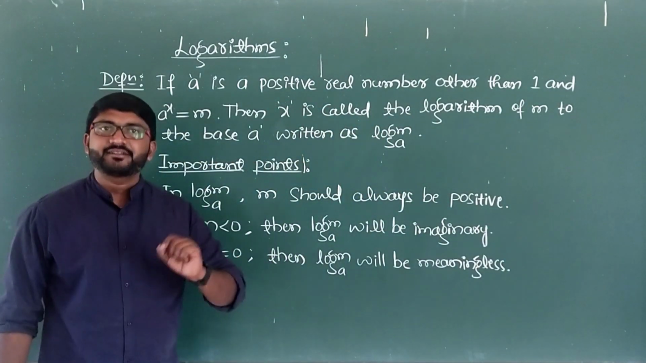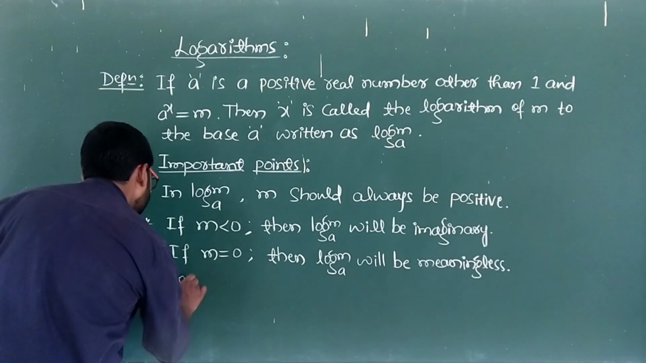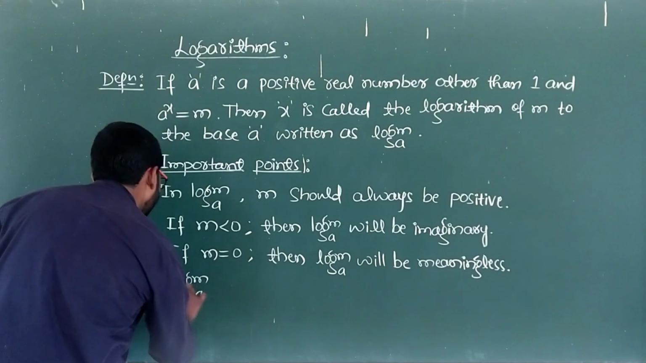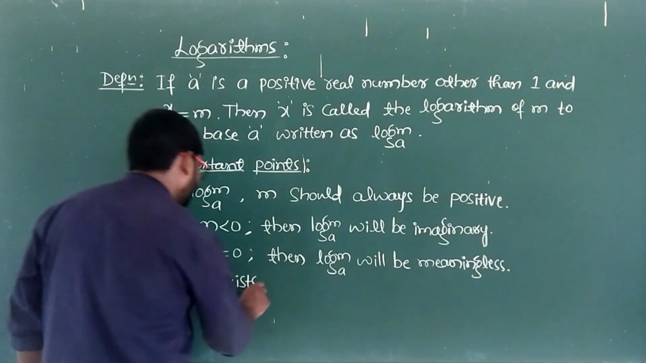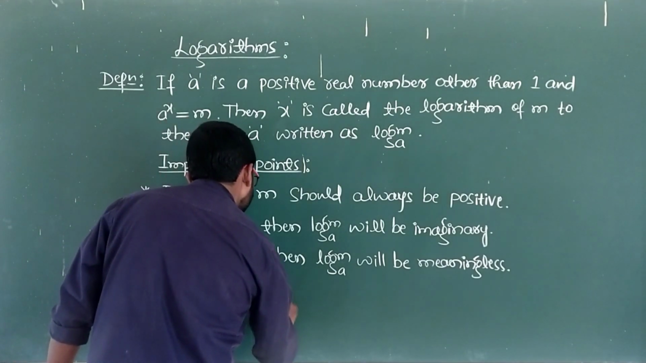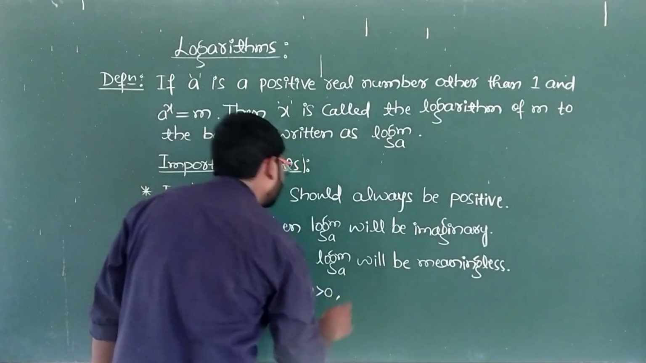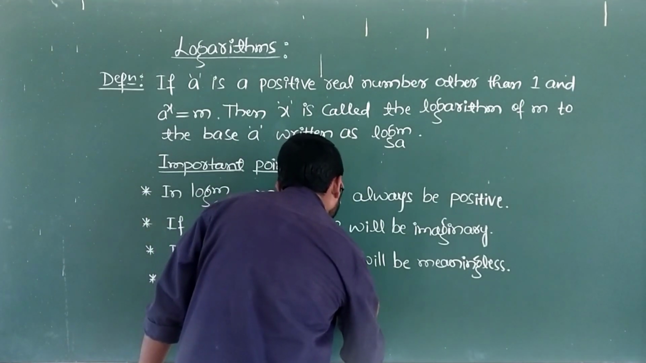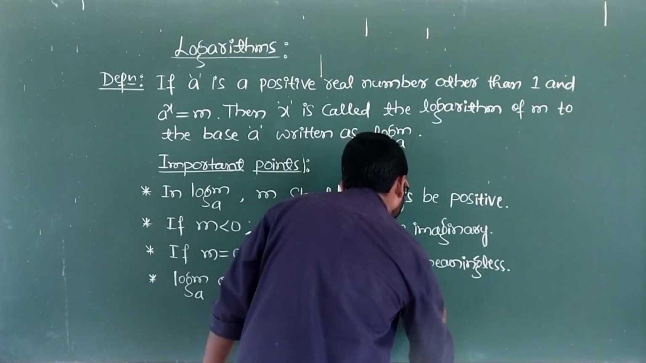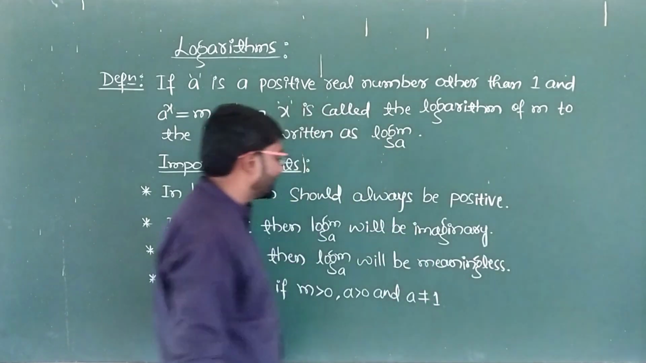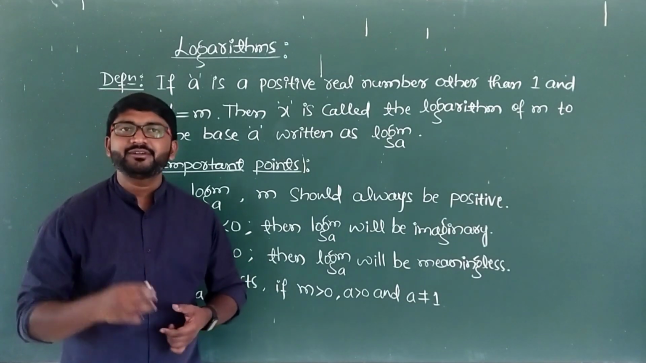And then we'll write the last, that is the fourth point. Log m to the base a exists if the condition is m must be greater than 0, and at the same time a greater than 0 and a should not be equal to 1. So this is regarding the definition of the logarithm and the four important points. Note down this, and then we'll move on to types of logarithms.